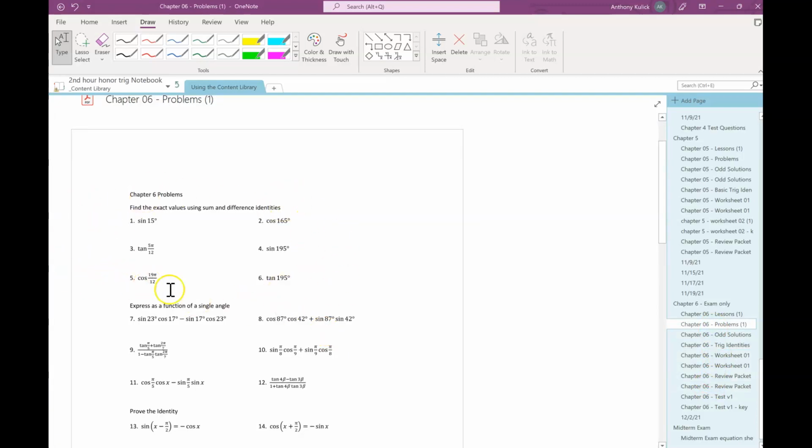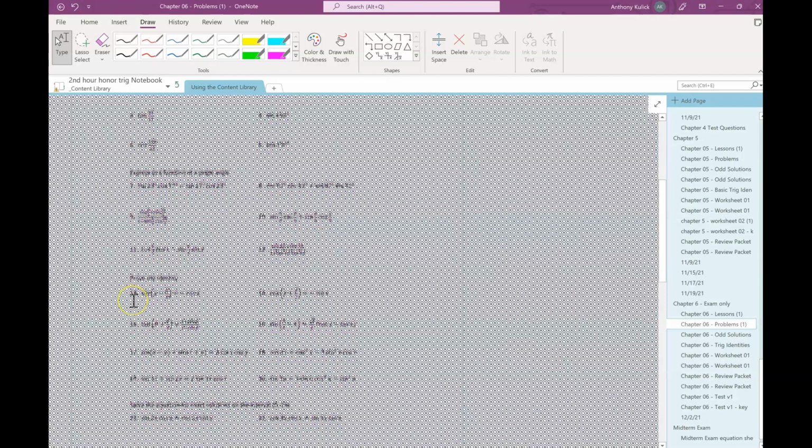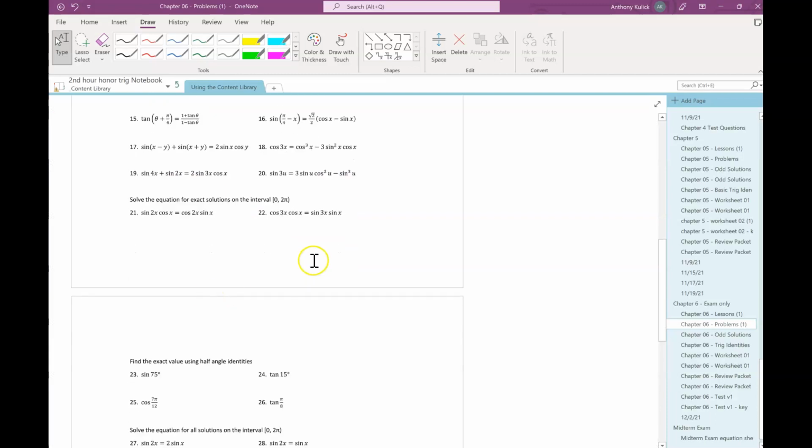to do 1 through 6 and 7 through 12 and probably through 20, although there may be one where you might want to use a power reducing in there, but I kind of doubt it. We haven't talked about those yet. But I think everything will be okay there.